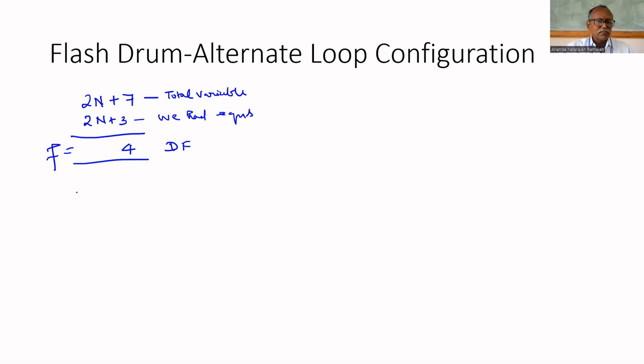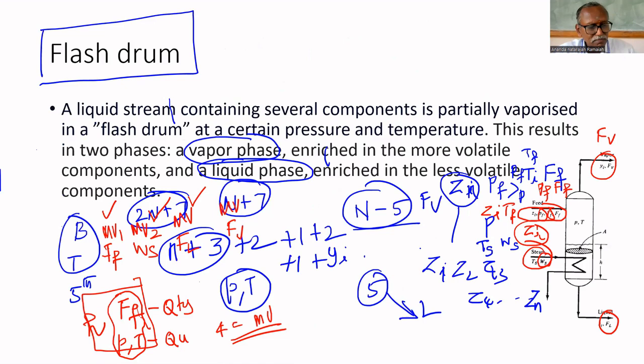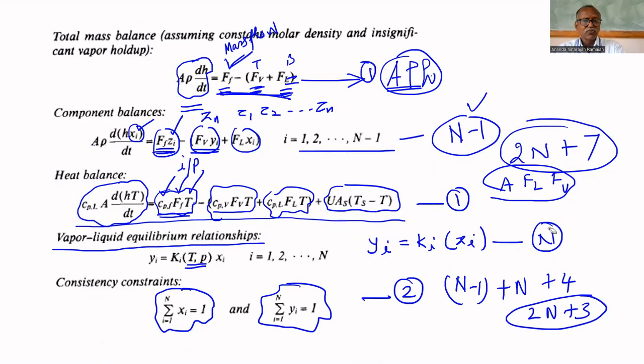These 4 variables are in a flash drum. This is the flash drum in which the pressure, temperature, feed flow rate, and level are the controlled variables we have seen, because pressure and temperature are important for quality. That's why we have to maintain pressure and temperature. Feed flow rate is important because to get the required quantity, feed flow rate has to be controlled. For safety aspect, we have to control the level of this flash drum. That's why these 4 variables have to be controlled, that we have seen.